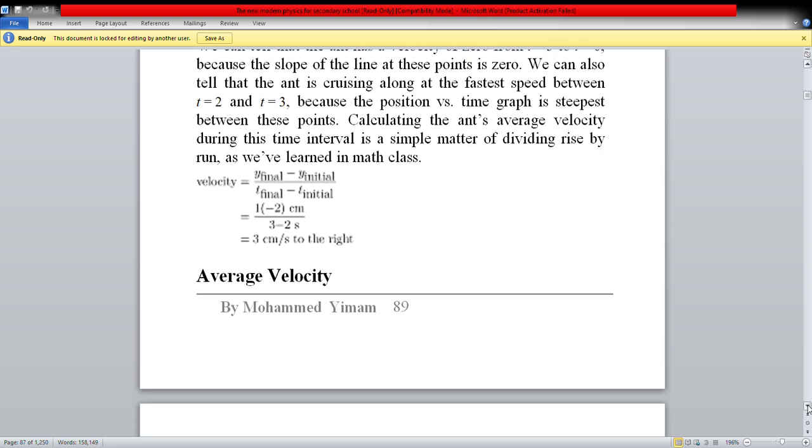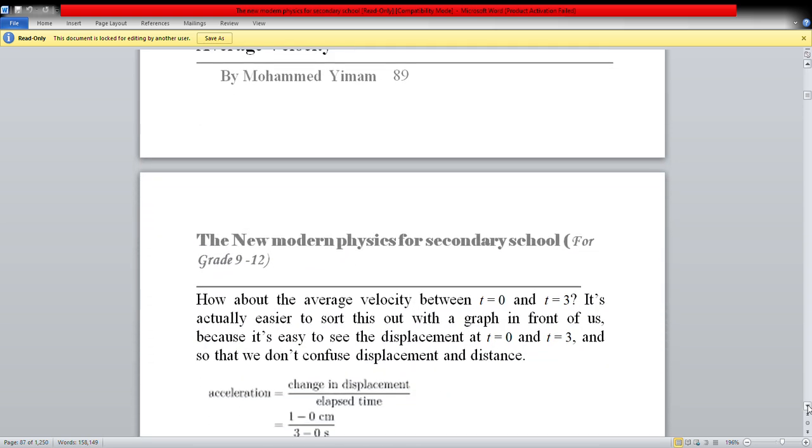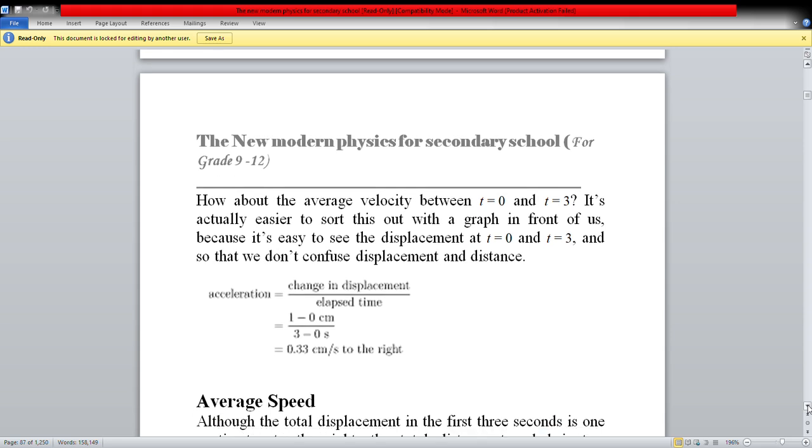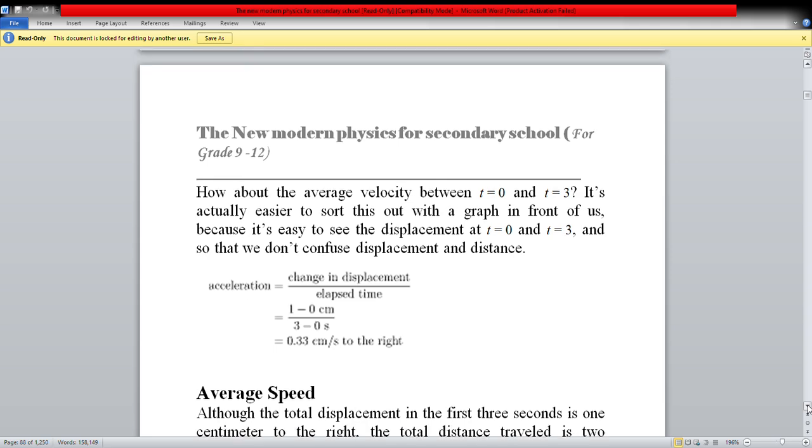Average velocity is equal to change in displacement over change in time, not acceleration. Okay, this was by mistake. It is equal to change in displacement, which at this time is 1 minus 0 centimeter, over 3 minus 0 seconds, which is equal to 0.33 centimeter per second to the right.